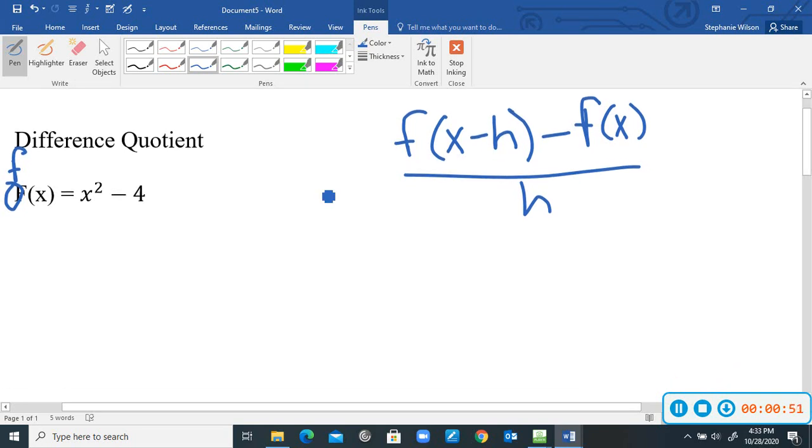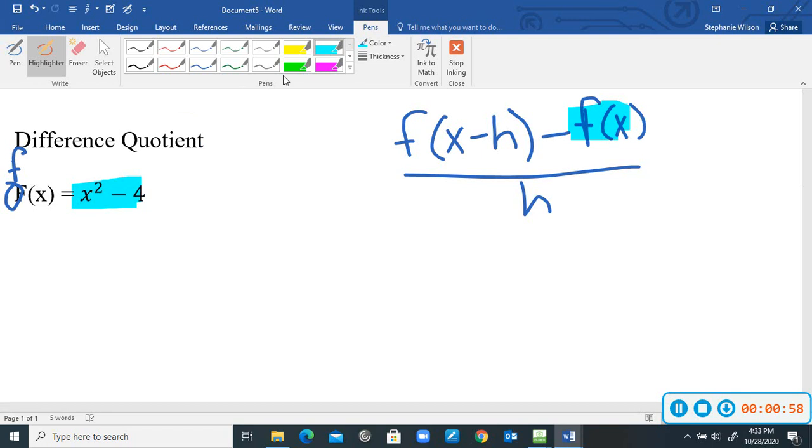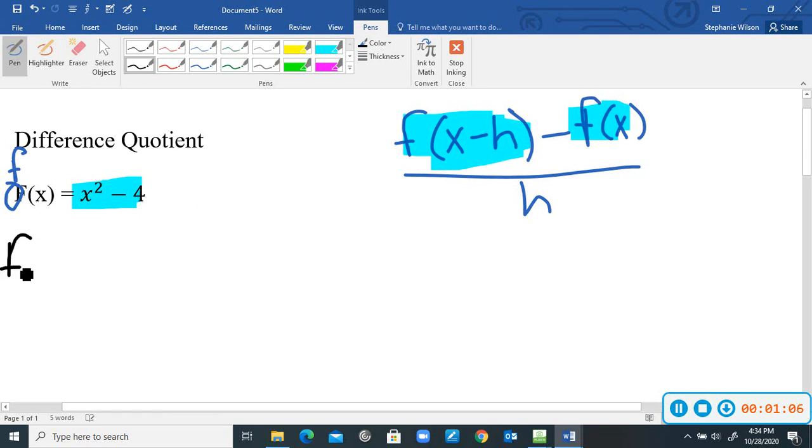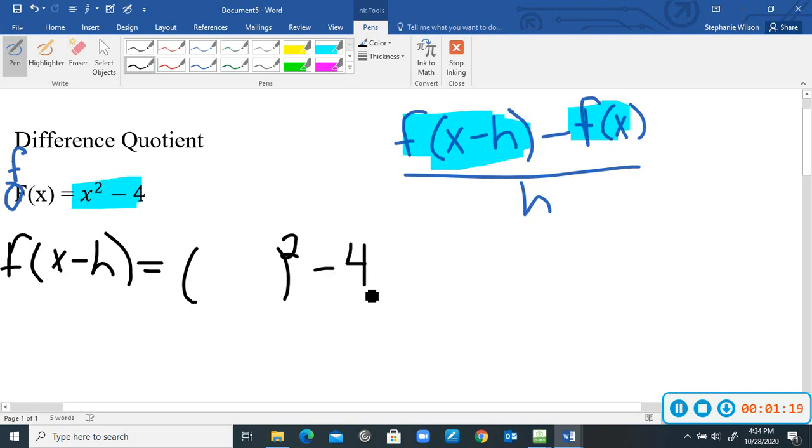So what I need you to find first, because we already know what f of x is, right? We already know this. It's given right here. What we want to find now is, what is this function? So I'm going to come over here on the side and I'm going to say f of x minus h, because that's what I'm solving for, is equal to, so in the parentheses I'm going to put the x minus h, right? So you see the x squared? I'm going to make parentheses here and I'm going to plug in this x minus h.